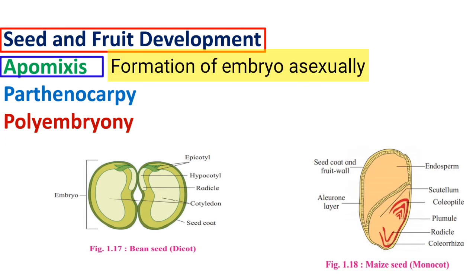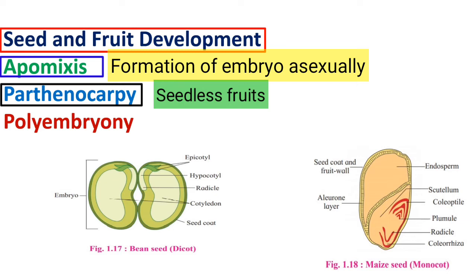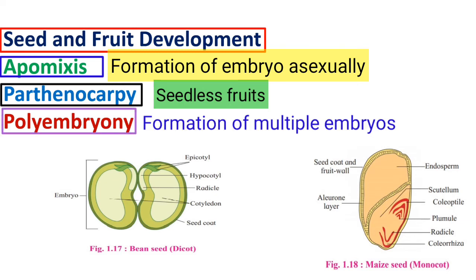Apomixis means formation of embryo by asexual reproduction. Then parthenocarpy, that is seedless fruits. Polyembryony, formation of multiple embryos in the seed.